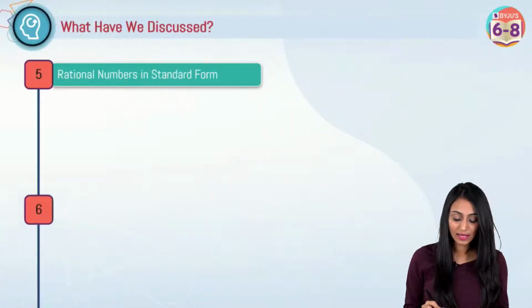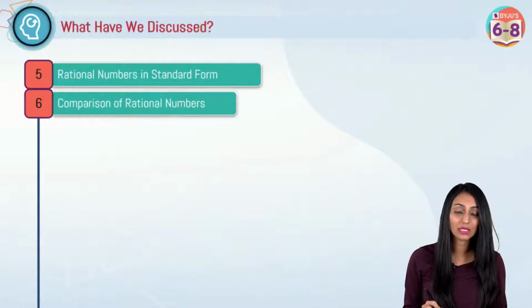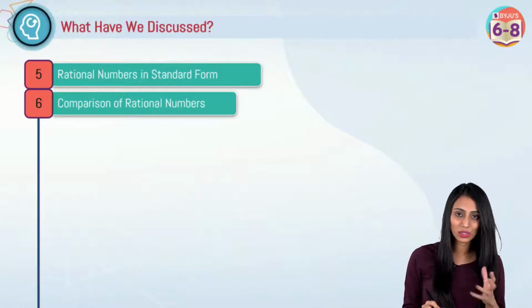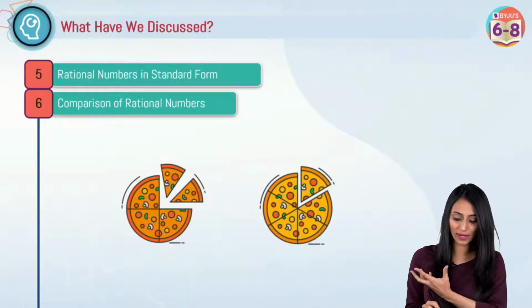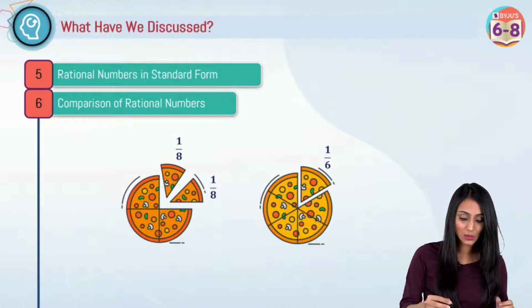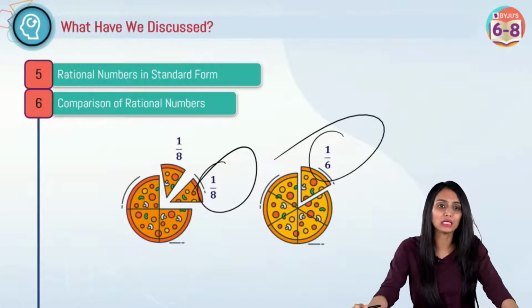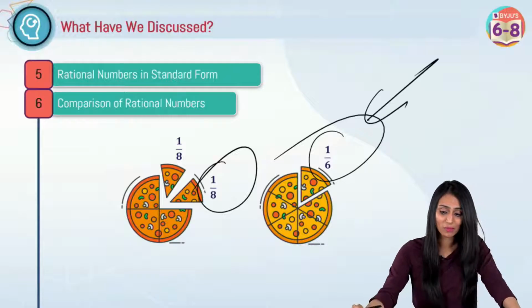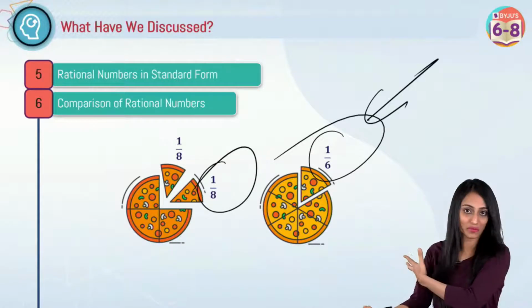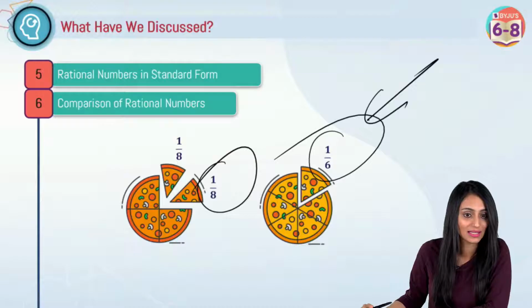Okay, let's move ahead. Also, we have learnt about the comparison of rational numbers. Yes, we know how to compare rational numbers. Quickly take a look at this. Can you tell me which one of these slices, you can see these slices, is representing 1 by 8, and this is 1 by 6. Which one of them is bigger? You would say that it's clearly evident that this one is bigger, right? Because you can see it in front of yourself. You can visualize it.